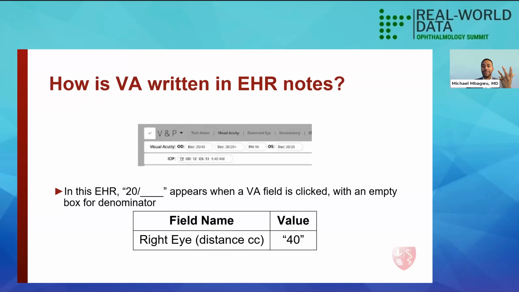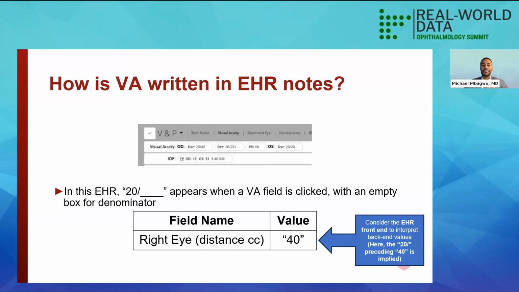Why am I making the point here? It's because here the values within the fields would say 40 instead of 20 over something, because the 20 is implied. That's always something to remember: when you're evaluating the data, consider how it might look on the front end, so that your back-end interpretations make sense. Again, the 20 would be implied if you're looking at the front end, so all of your data will be missing that when you go to process it.